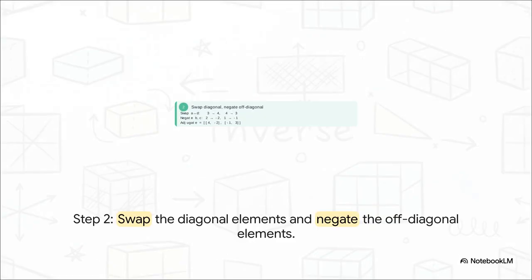Now for the fun part, a little matrix shuffle. We literally just swap the elements on the main diagonal, so the 3 and 4 trade places. Then we take the other 2 numbers and just flip their signs. The 2 becomes a -2 and the 1 becomes a -1. It's as simple as that.